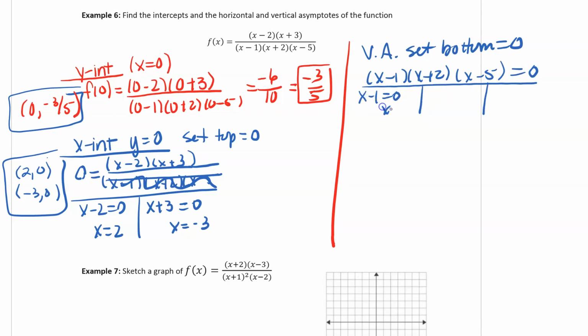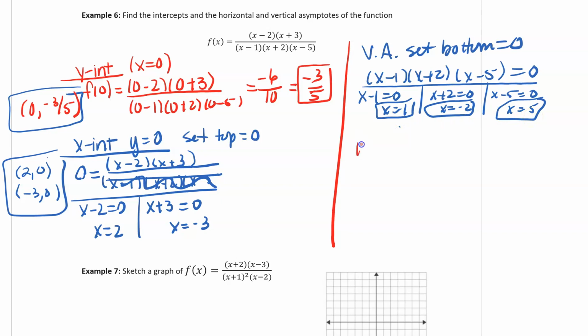X minus 1 could be 0, so x could be 1. X plus 2 could be 0, so x is equal to negative 2. X minus 5 could be 0, so x is equal to 5. So that means I'm going to have vertical asymptotes at these 3 numbers.